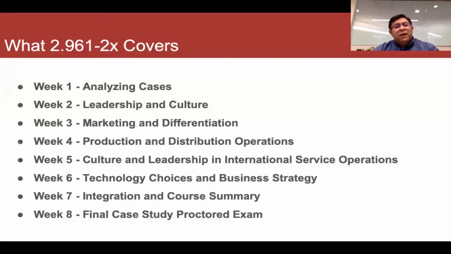Then we talk about technology choices and business strategy. By the nature of manufacturing, you have to make trade-offs in the technology that you're adopting. And so one of the questions becomes, how do I make that choice, or how do I evaluate that choice? And then we bring everything together in the integration and course summary in the 7th week, but also giving you a little bit of time to start doing the practice for the final case study exam or proctored case analysis.